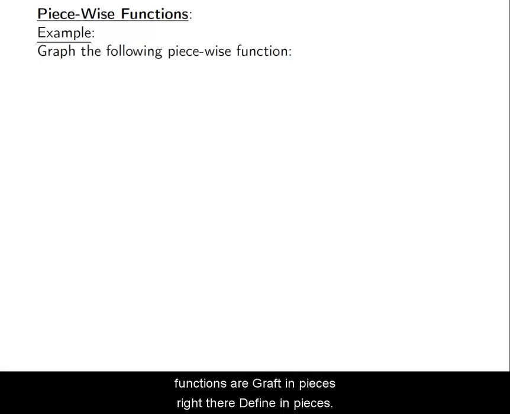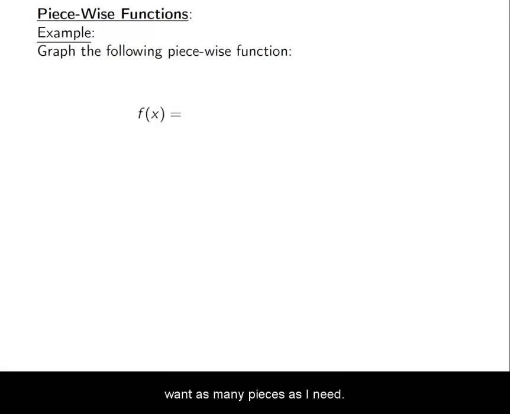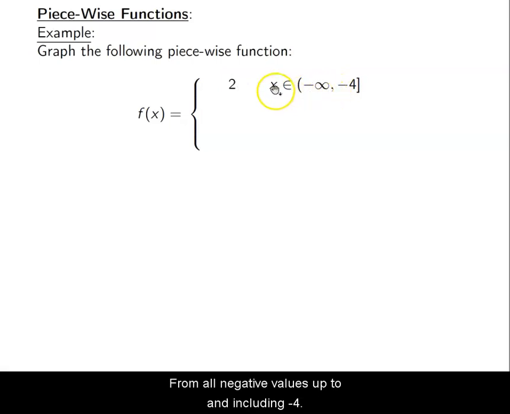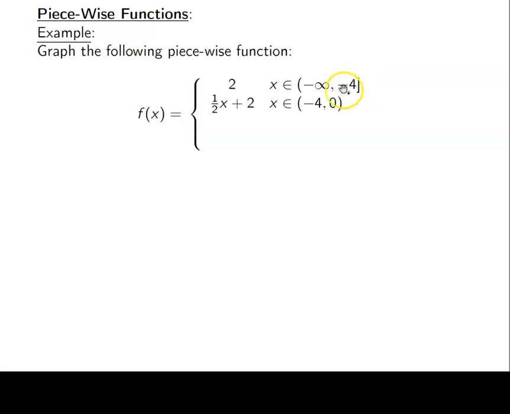They're defined in pieces. From this value of x to this value of x, my function does this. And then from this value of x to this value of x, my function does that, right? And I can have as many pieces as I want or as many pieces as I need, okay? So for this piecewise function, let's say that our function is the constant 2 from all negative values up to and including negative 4, okay?